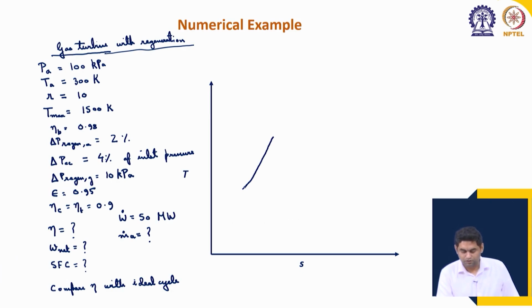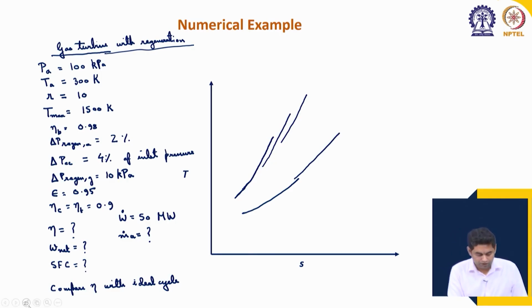Something like this. Then there will be pressure losses, difficult to draw, but we will draw something like this, and on the other side of the regenerator also there will be pressure loss.